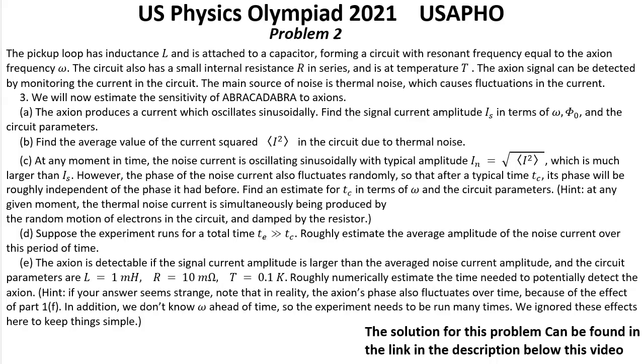Hint: if your answer seems strange, note that in reality the axion's phase also fluctuates over time because of the effect of part 1F. In addition, we don't know ω ahead of time, so the experiment needs to be run many times. We ignored these effects here to keep things simple.